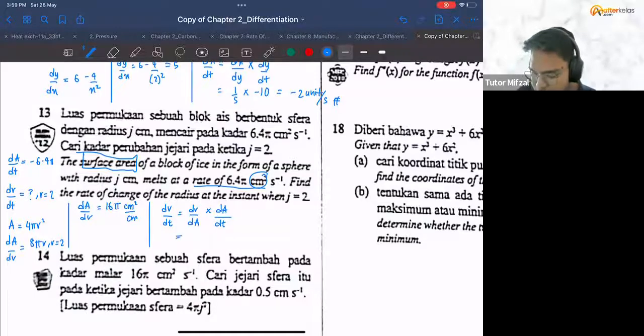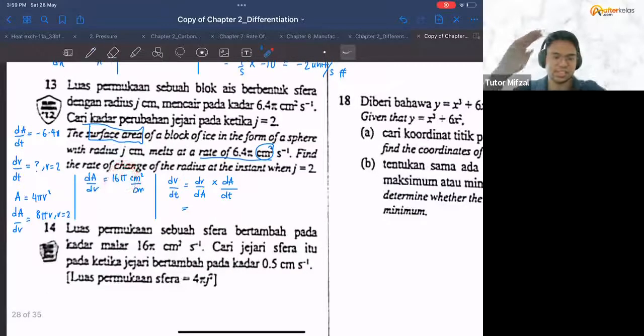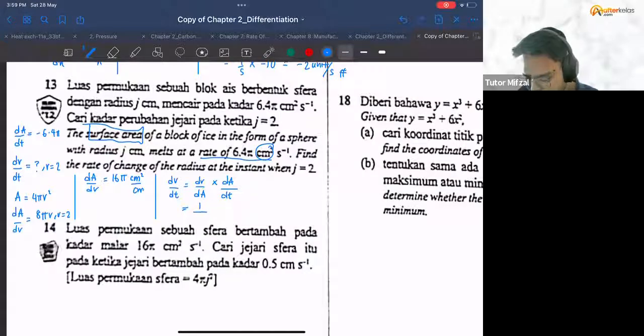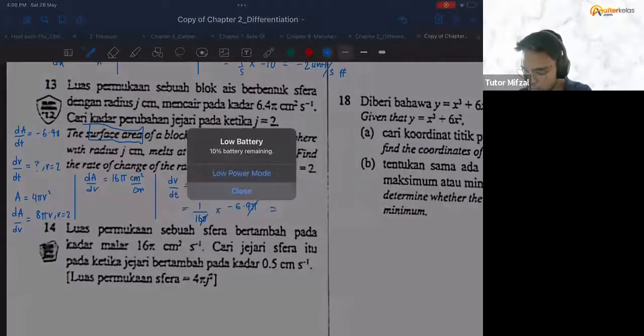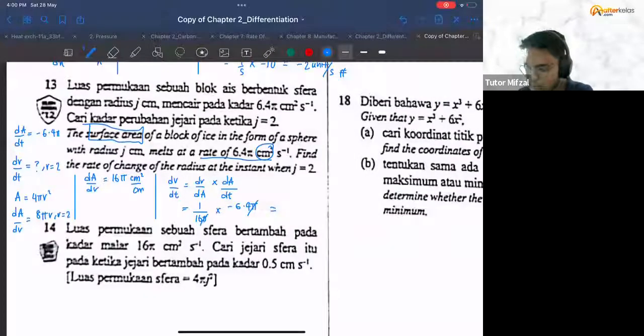So dr over dA is simply just change the direction, change the top and bottom. So it becomes 1 over 16 pi, multiplied with negative 6.4 pi. Luckily, the pi cancel each other. So you just calculate 1 over 16 times with negative 6.4, which you get negative 0.4.